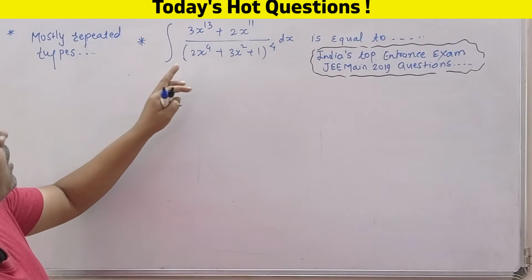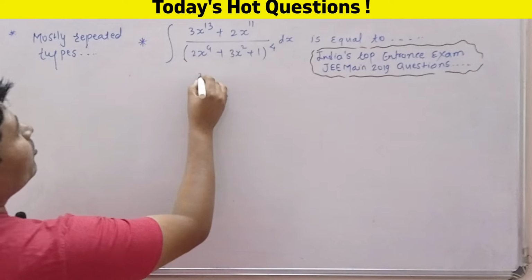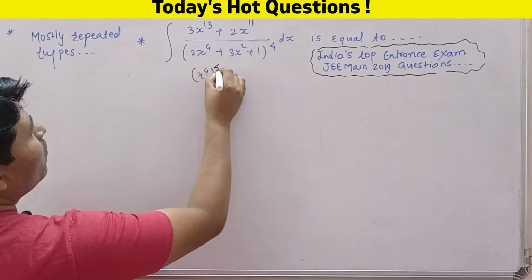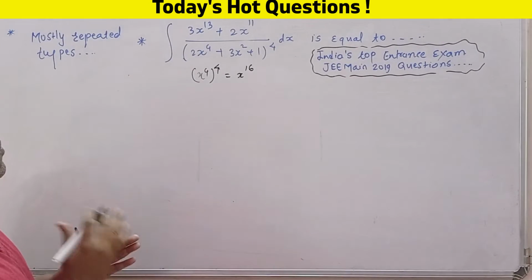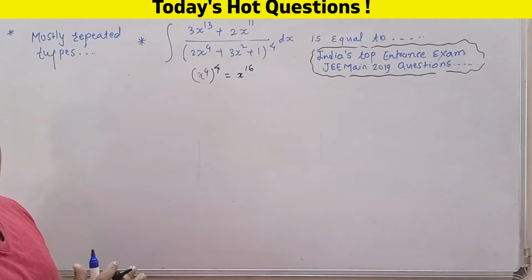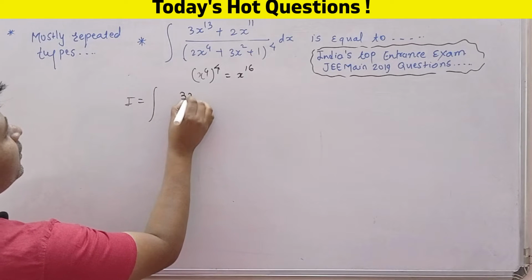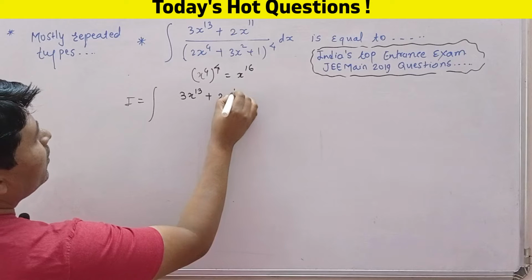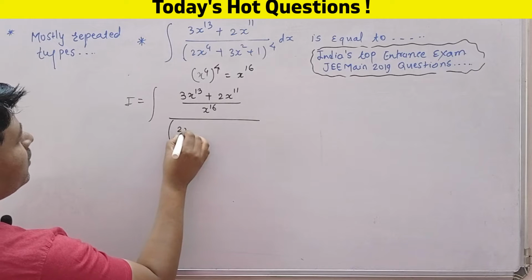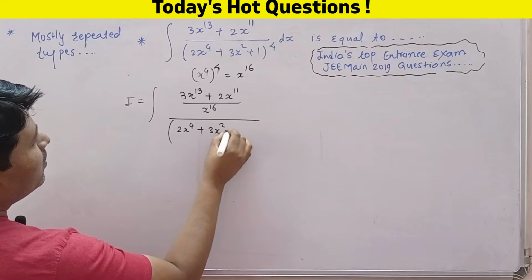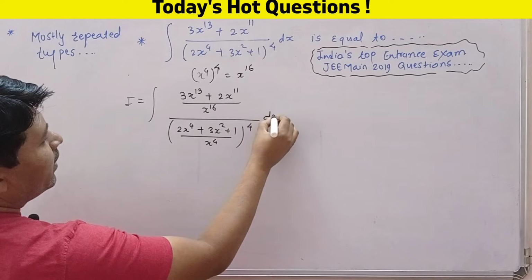Now we observe the denominator part here: x^4 is the highest power in the denominator, because here the power is 4, and this becomes x^16. Since this is the highest power, we divide both the numerator and denominator by x^16. Therefore this integration becomes (3x^13 + 2x^11) divided by x^16, and divided by (2x^4 + 3x^2 + 1) divided by x^4, raised to 4, dx.